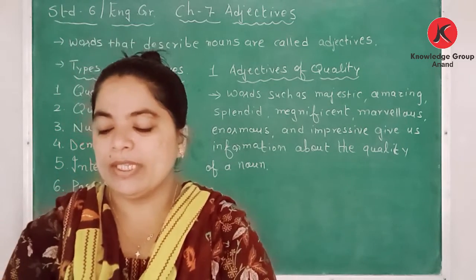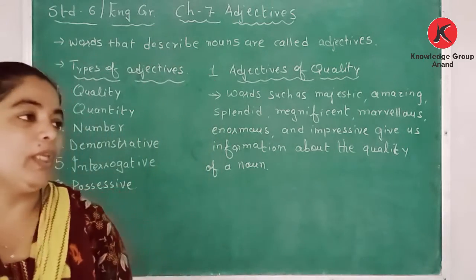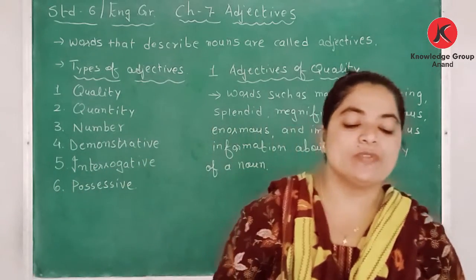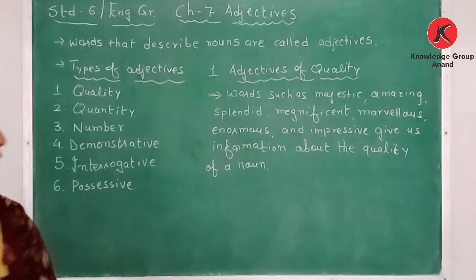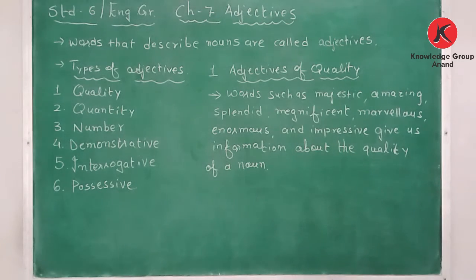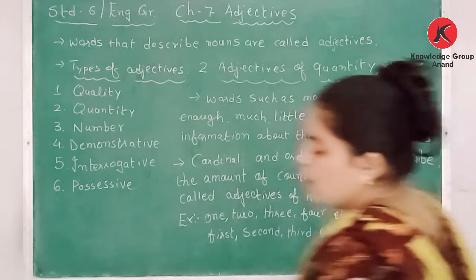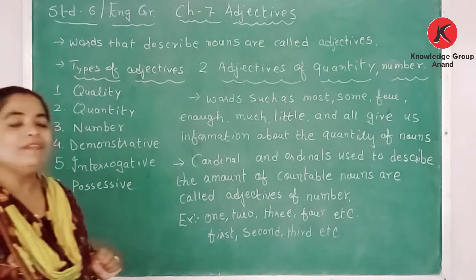So we looked at one type of adjectives. The next one we will be going through is the adjectives of quantity. That means it can be a quantifier and number. The second one we are going to learn is adjectives of quantity and number. So, what are adjectives of quantity and number?